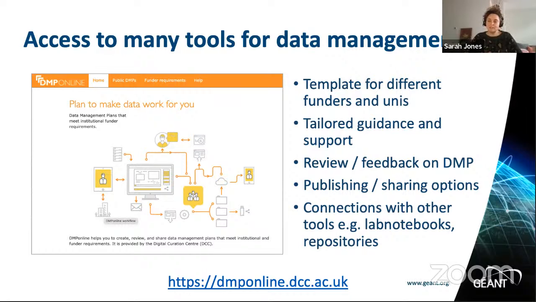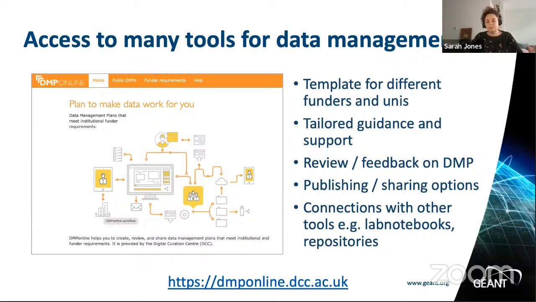There's also options within the tool to get feedback on your plans. So you can submit it for review and get some tips and advice on how to improve. And there are also options to publish or to share your plan with others. So you may want to share it with research collaborators to co-develop the plan, or you'll see here there's the public DMPs. Under this page, you can find many plans that have been made available by others, and that may help you look at what's good practice in your field.